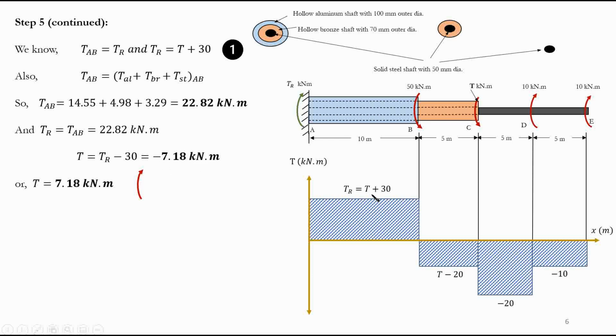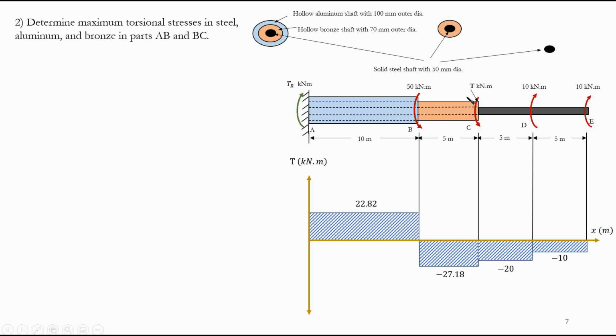Negative 7.18. What am I going to end up with? Like 22 point something, 22.82. What about here? I'm going to have negative 27.18. I'm just putting T as negative. What about this? Negative 20, negative 10. That's it. Or you could just put T as 7.18 upward and redraw the torque diagram from the start. Same thing. You see what we did: 22.82, negative 27.18, negative 20, negative 10. There's just some magnitude difference in how the torque diagram looks.